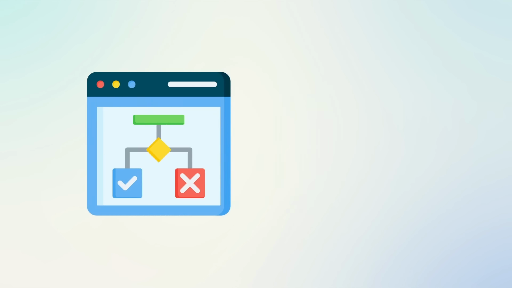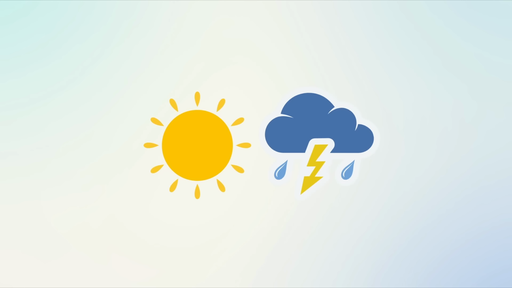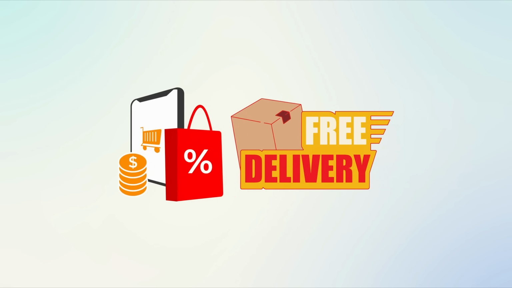Here are some examples. In a weather app, you might use if statements to display different icons based on the forecast. If it is sunny, you show a sun icon. If it's rainy, show a cloud with raindrops. For an e-commerce website, if statements could determine the shipping costs. If the order total is over $50, then offer free shipping. Otherwise, charge a $5 shipping fee.